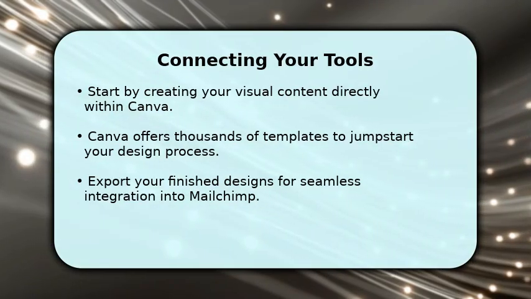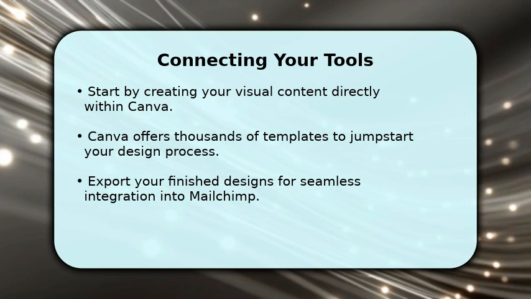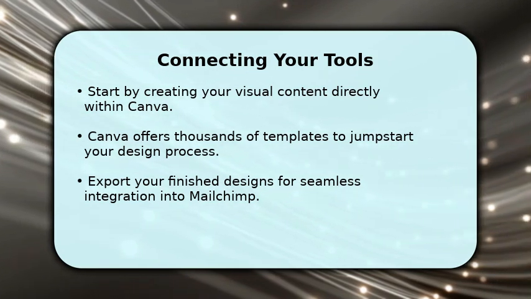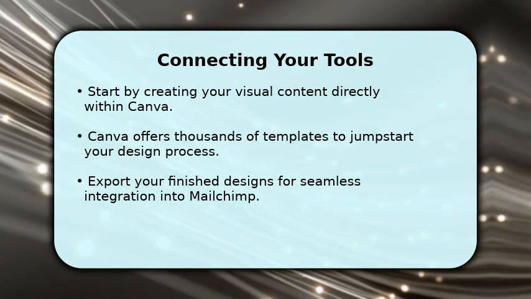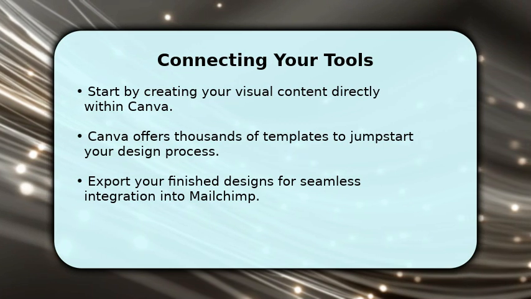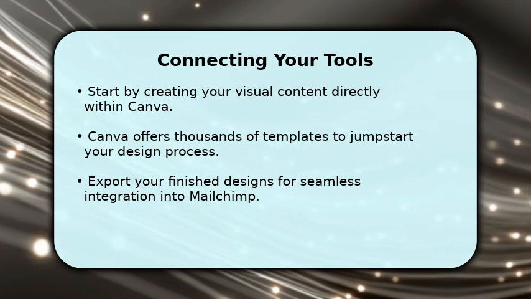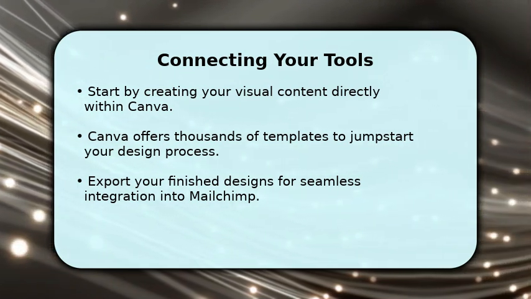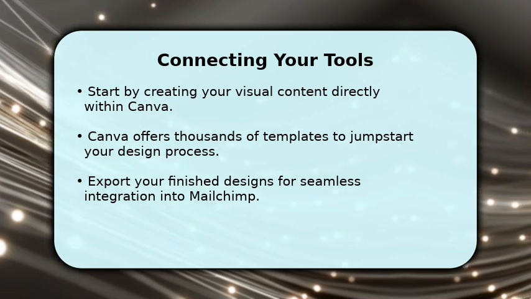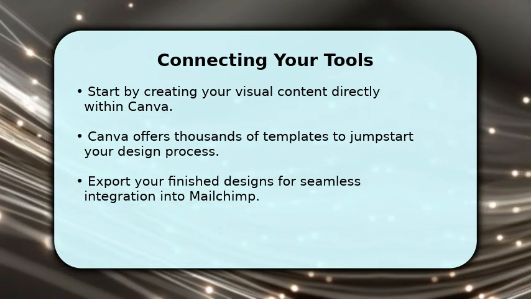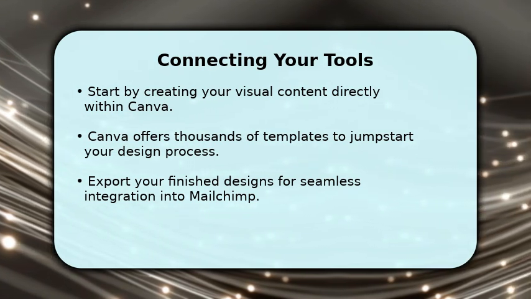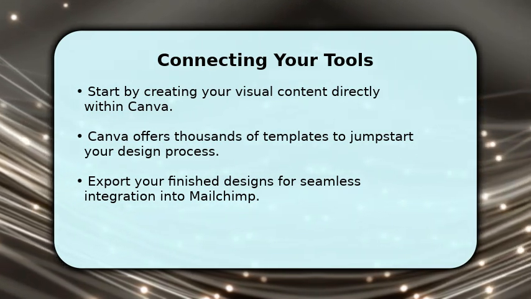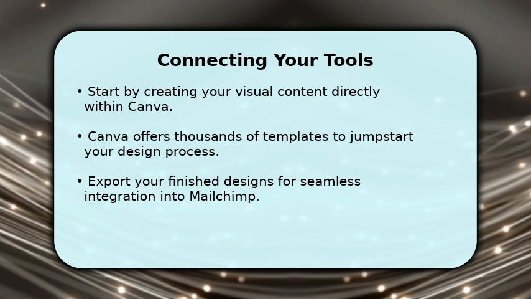Connecting these two platforms is straightforward. First, focus on your visual content in Canva. You can choose from over 250,000 free templates or start from scratch, designing eye-catching images, banners, or even short videos. Once your design is perfect, simply download it in a suitable format, like a high-quality JPEG or PNG file. This prepared visual asset is now ready to be imported into your Mailchimp email campaign, ensuring your message looks polished and professional.